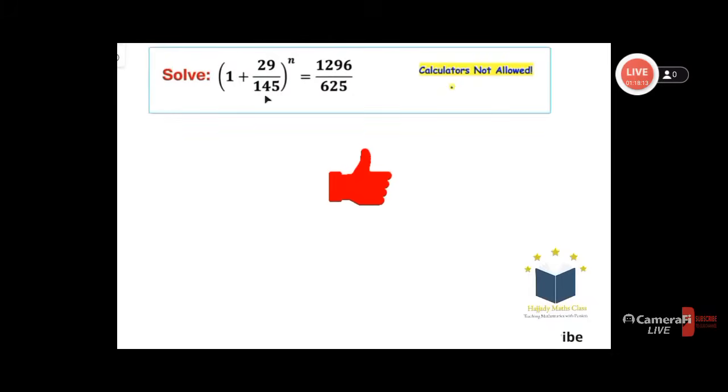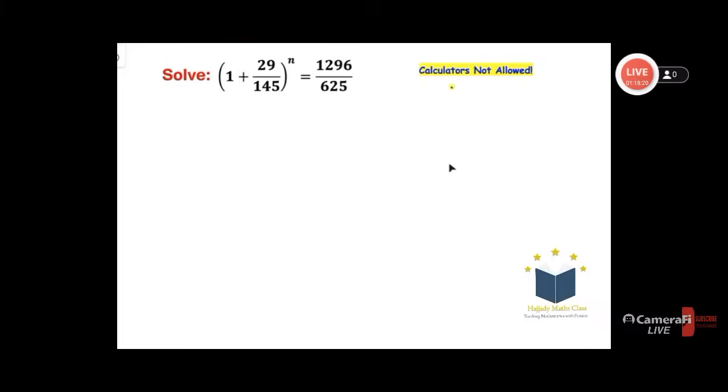So we have 1 plus 29 over 145 to the power of n equals 1296 over 625. So for us to proceed, the first thing we need to do is to solve what is inside the parentheses. And for us to do that, we have 1 plus 29 over 145. So we can divide this by 29, and here we have 5. So rewriting this, we have 1 plus 1 over 5. So finding the LCM of these, we have 5 plus 1, which gives 6 over 5.